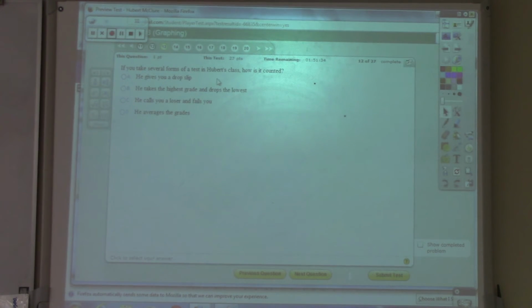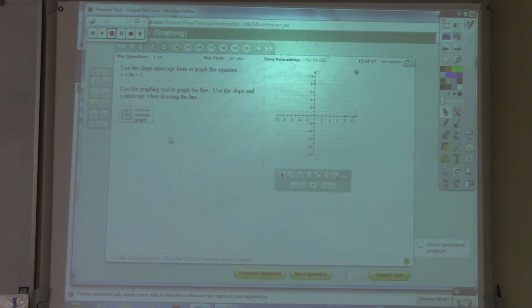If you take several forms of a test in Hubert's class, how is it counted? Takes the highest and drops the lowest. I actually had somebody ask me that question the other day. Yesterday.